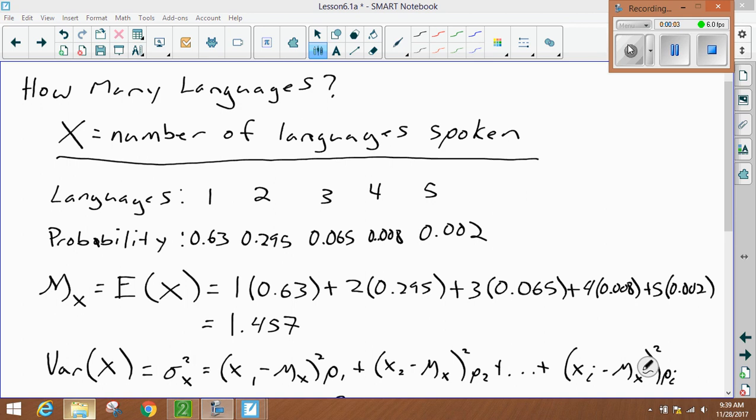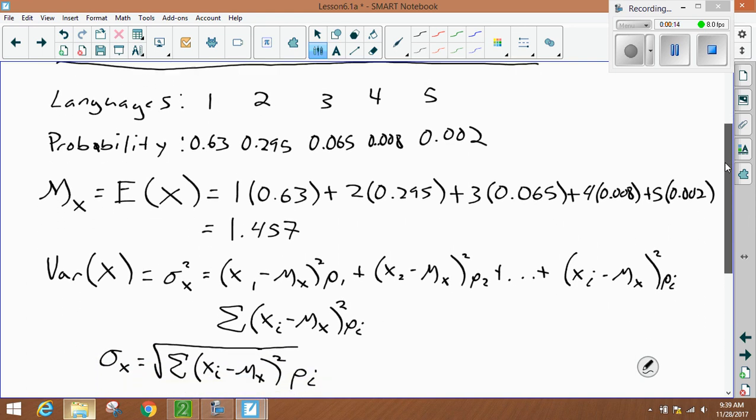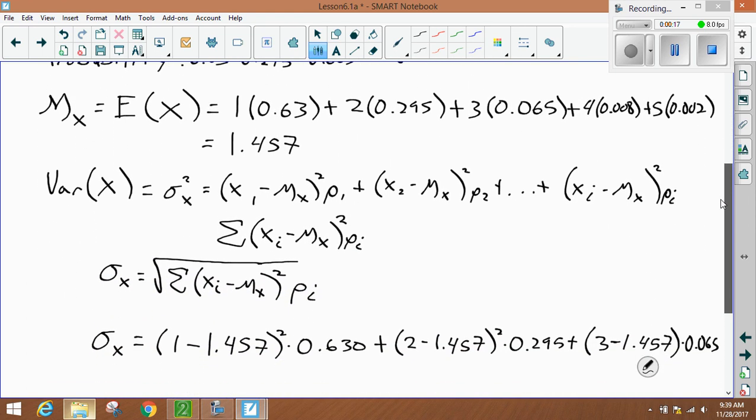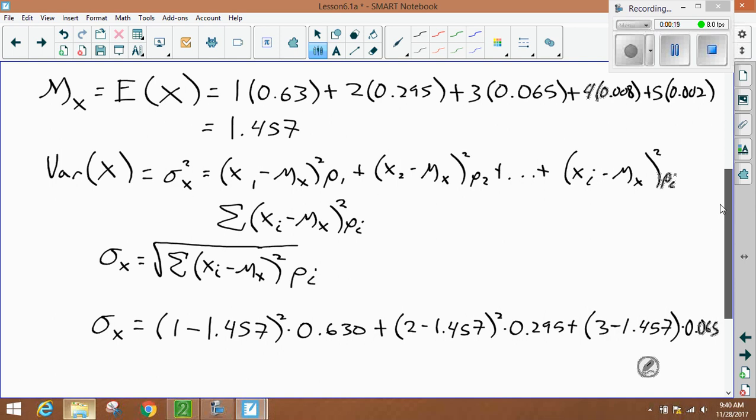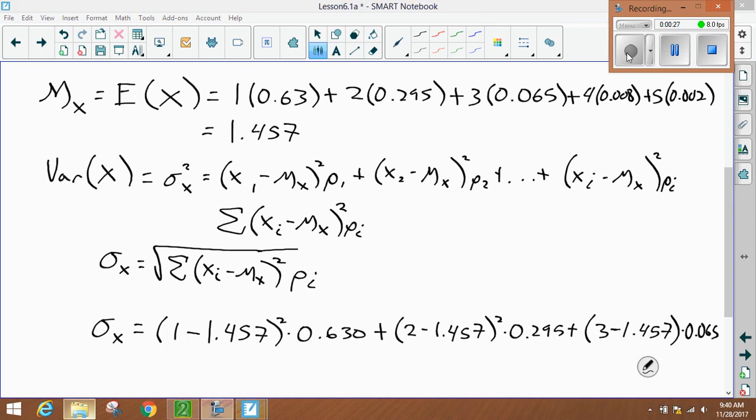All right, so continuing on in 6.1, we're going to go back to the how many languages example. You have this written down in your notes. There are the probabilities. We calculated the mean, right? For our expected value of 1.457, which means that if you were to select a student at random, you would expect that student to speak approximately 1.457 languages.